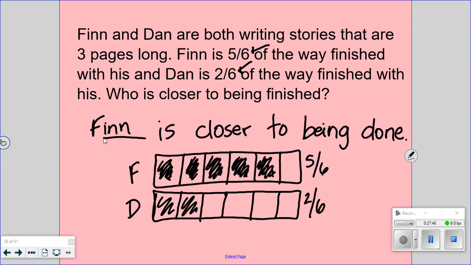Bowen noticed, hey, 5/6 is really close to 6/6, which is 1 whole. 1/6 is not very much, but look how far away 2/6 is from 6/6. It's so far. If you've got 5/6, you're almost at 1 whole. 2/6 is much farther away. You notice that too, Avery? Awesome. So far, so good?